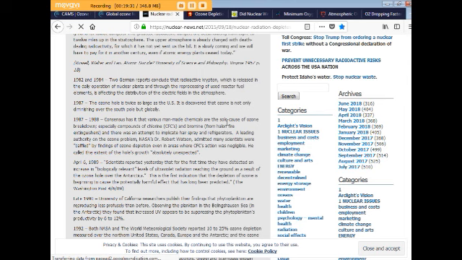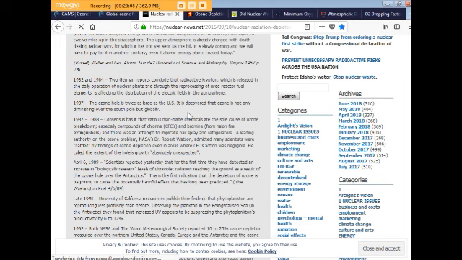Here we go. 1982 and 84. Two German reports conclude that radioactive krypton, which is released in the daily operation of nuclear plants and through the reprocessing of used reactor fuel elements, is affecting the distribution of the electric fields in the atmosphere. What's interesting, krypton is what was Superman's enemy. Krypton, it could be our enemy too.